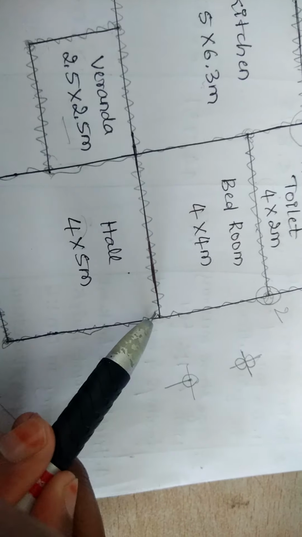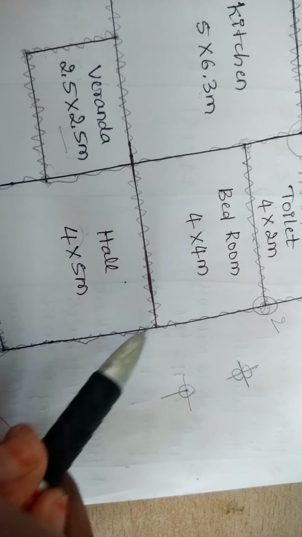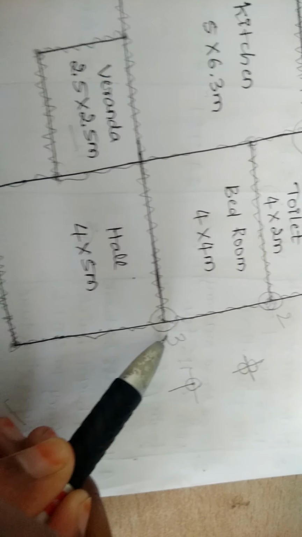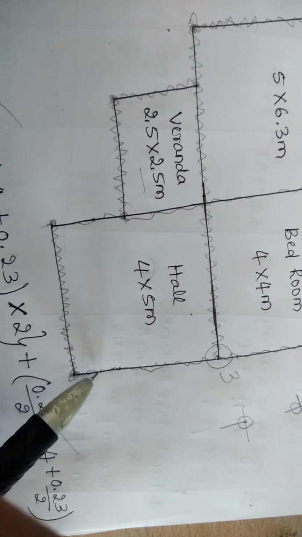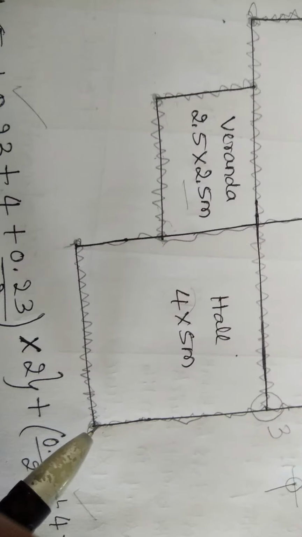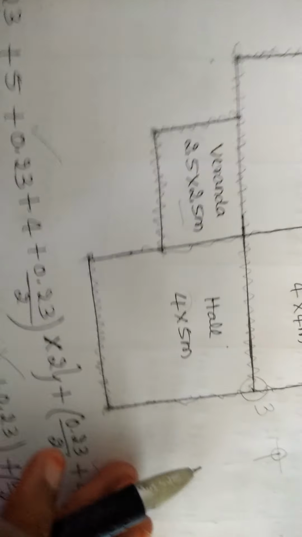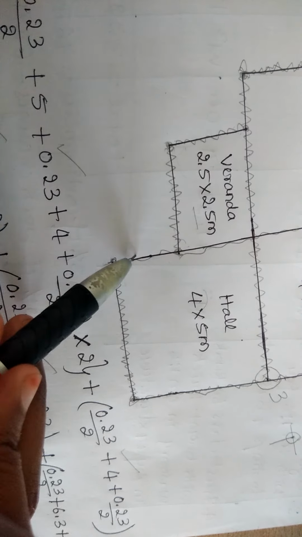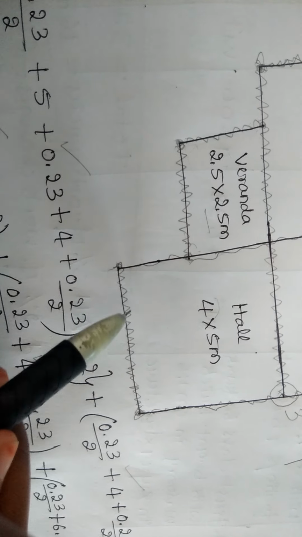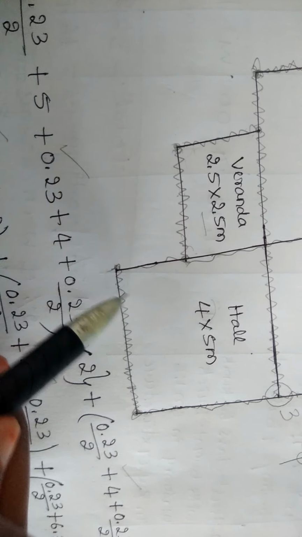Then move to the next point. Again at this point you can see one more T shape. Then you get one junction at this point. Then at this corner you can see the L shape section. That means you won't get a junction at this point. Then let us move to the next point. Again at this corner you can see the L shape, so you will not get a junction at this point.